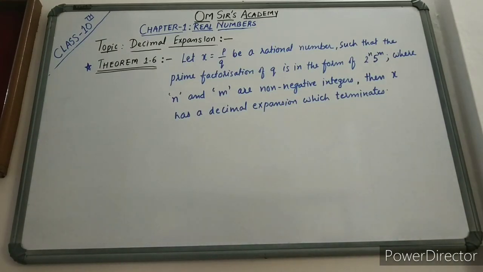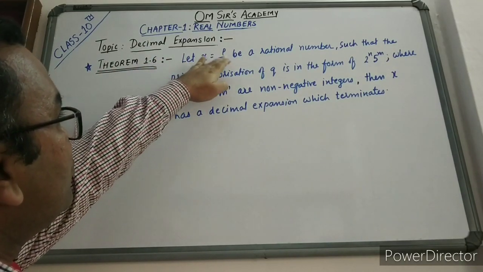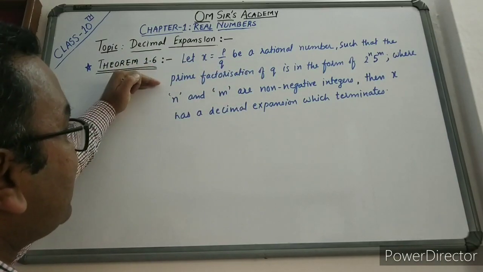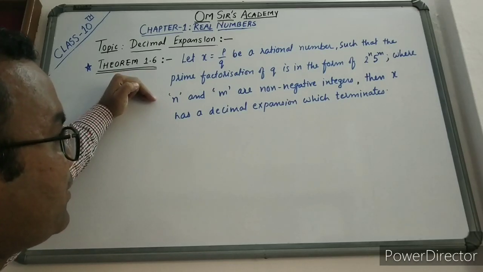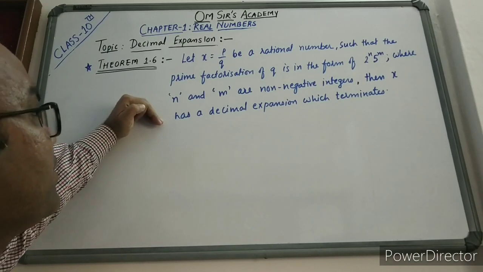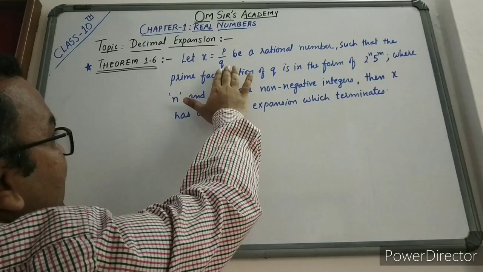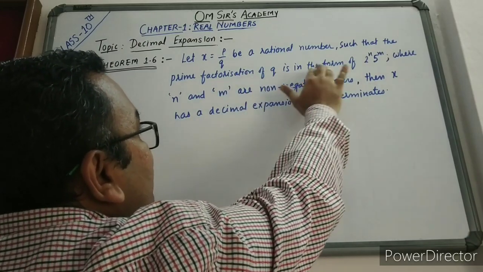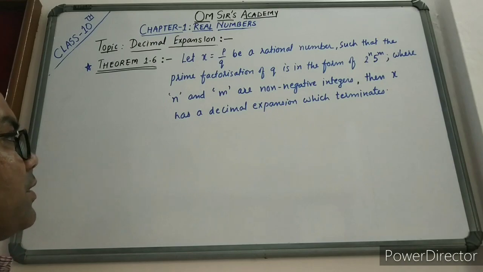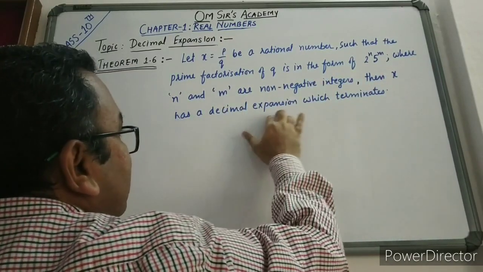Now students, in theorem 1.6 it is just the reverse of 1.5. ठीक है, यहाँ पे क्या कहा है in 1.6 that let x is equal to p by q be a rational number such that the prime factorization of q is in the form of 2 raised to n and 5 raised to m, where n and m are non-negative integers, then x has a decimal expansion which terminates. ठीक है, तो इसका मतलब यहाँ पे क्या कहा है कि यदि मान लेते कि x जो है वो p by q फॉर्म में है और वो रैशनल नंबर है, ठीक है, तो सच दैट उसका प्राइम फैक्टराइजेशन करे तो उसमें जो q डिनोमिनेटर है उसको हम 2 raised to n and 5 raised to m में एक्सप्रेस कर सकते हैं. तो जहां पे n and m नॉन नेगेटिव इंटीजर्स है तो देन x हैज अ डेसिमल एक्सपेंशन व्हिच टर्मिनेट्स.